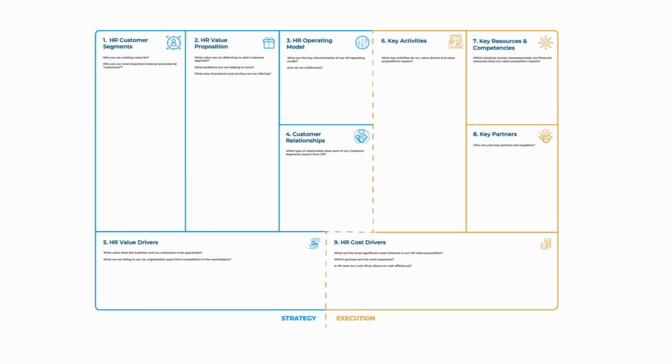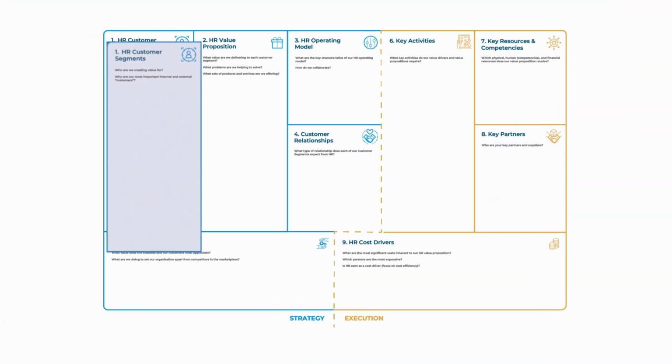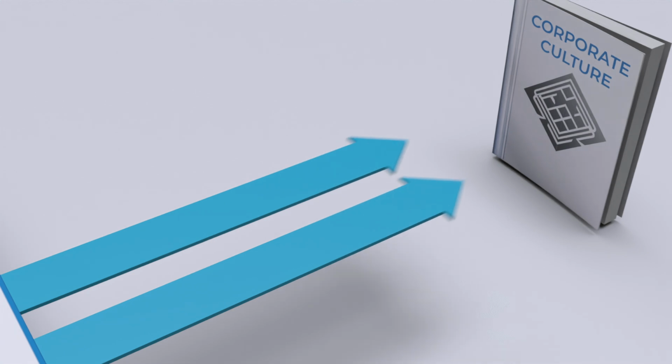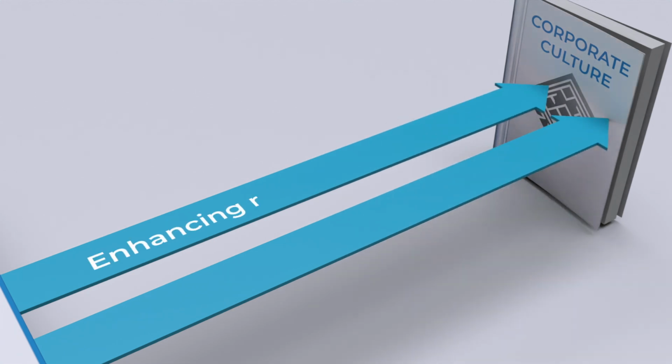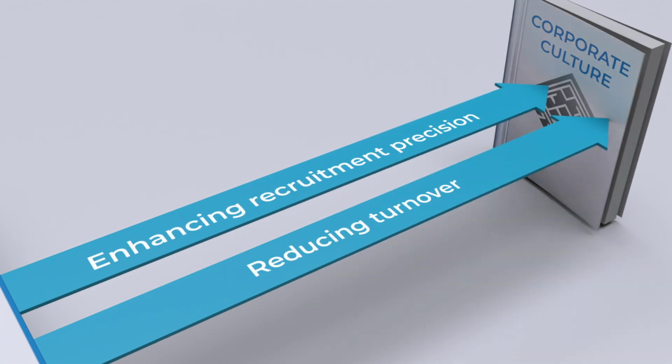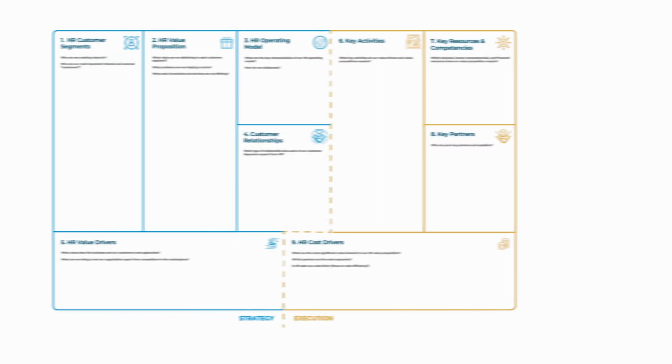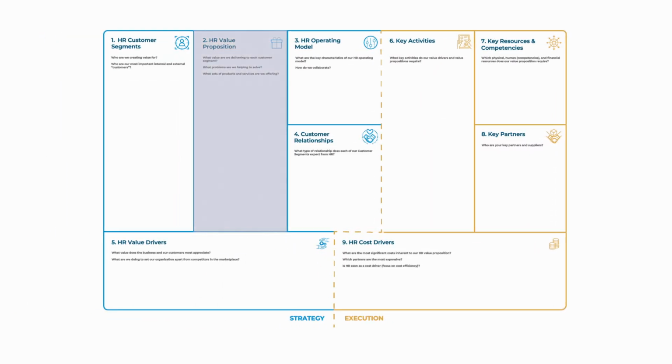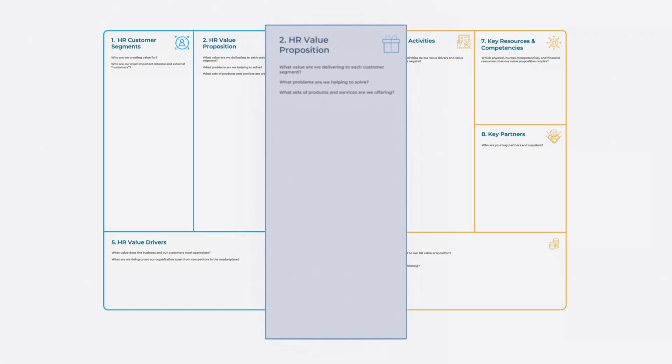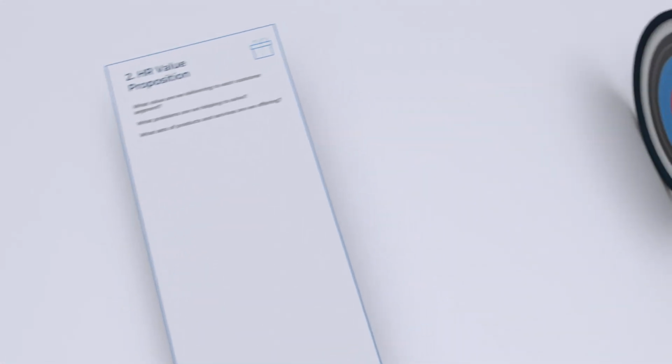In the traditional canvas, customer segments helps define your target market. For HR, this translates into pinpointing the employee segments most aligned with your corporate culture, enhancing recruitment precision and reducing turnover. Another example is the value proposition section, crucial for aligning your HR activities with the company's broader objectives.